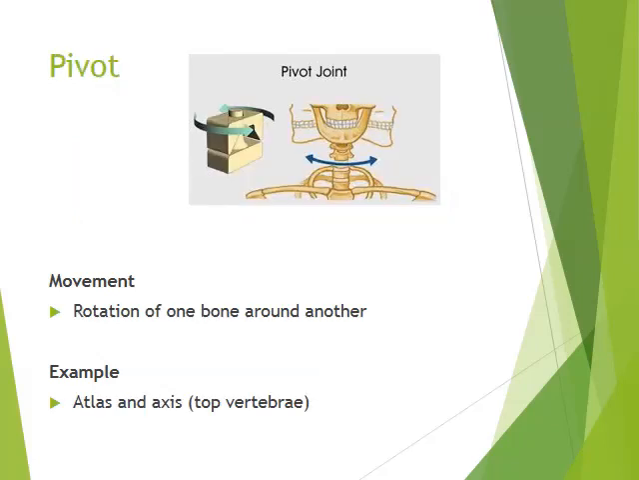A pivot joint occurs when there is rotation of one bone around another. The example of this is the atlas and axis at the top of the vertebra.